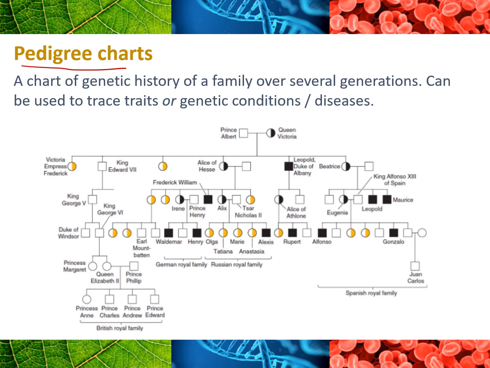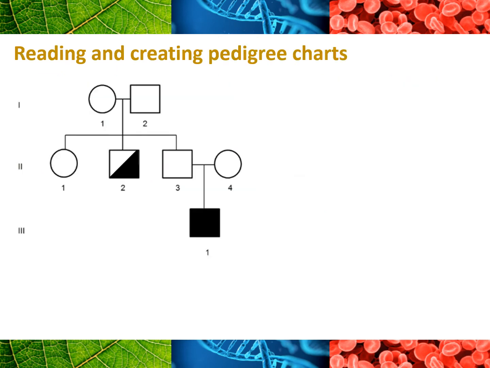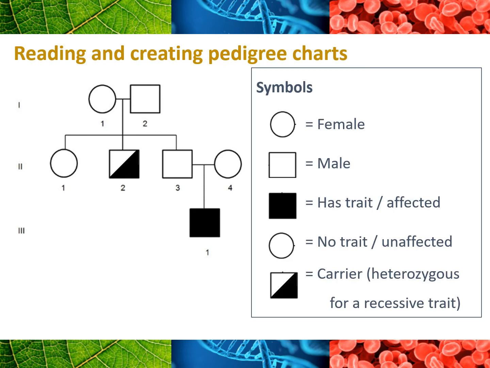These are basically almost like family trees that chart the genetic history of a family over several generations. They're usually used to either trace particular traits or, quite commonly, to trace genetic conditions or diseases. We're just going to really focus today on what the symbols are and how these are created. So this is a very simple version of a pedigree chart.